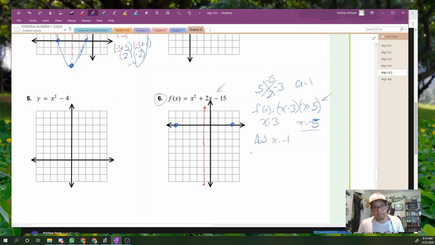Negative 1, let's figure out f of negative 1, and let's put it into our factored form. This is negative 1 minus 3, negative 1 plus 5. I find the factored form really easy to evaluate for any parabola. That is negative 4 multiplied by 4, which is negative 16. Wow, how are we going to get to negative 16?